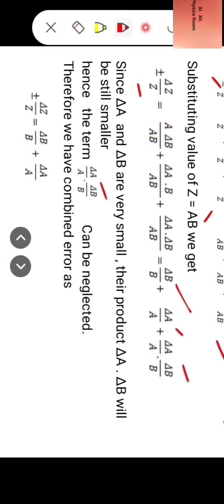Therefore, we have the combined error as plus minus delta Z divided by Z is equal to delta B by B plus delta A by A. Thus, in general, we can write plus minus delta Z by Z is equal to plus minus delta B by B plus minus delta A by A. That is, the maximum combined relative error is equal to the sum of the relative errors.